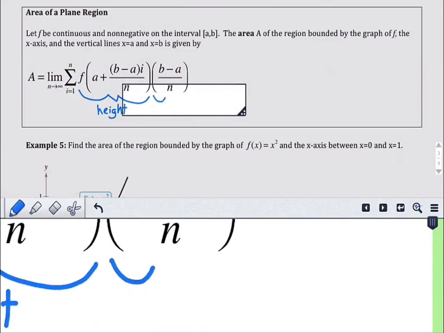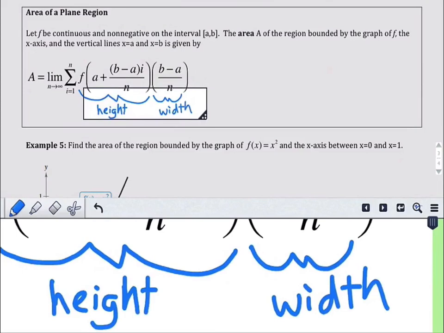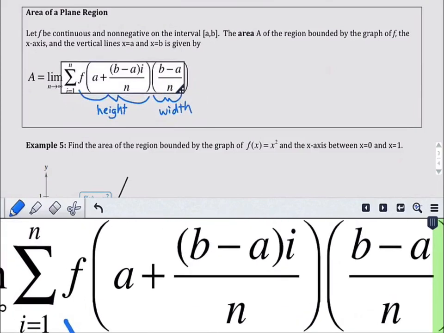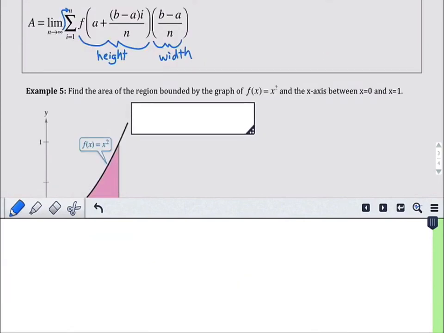And then this right here is the width of your rectangle. And if we add all the heights and the widths multiplied together, so each rectangle, and you let n go to infinity, you're actually getting an infinite amount of rectangles, which is going to give you the exact area of the graph. So in example 5, it says find the area of the region bounded by the graph of f of x equals x squared and the x-axis between x equals 0 and x equals 1.